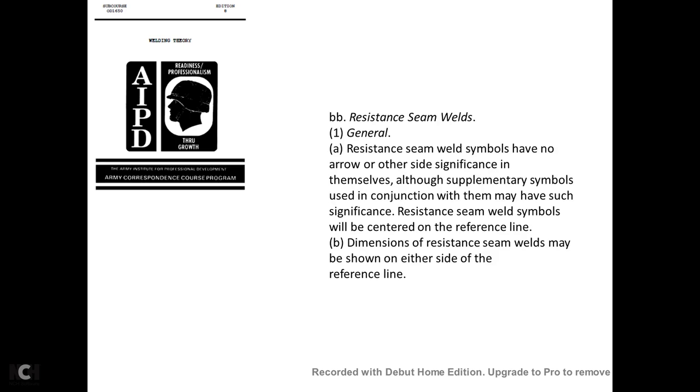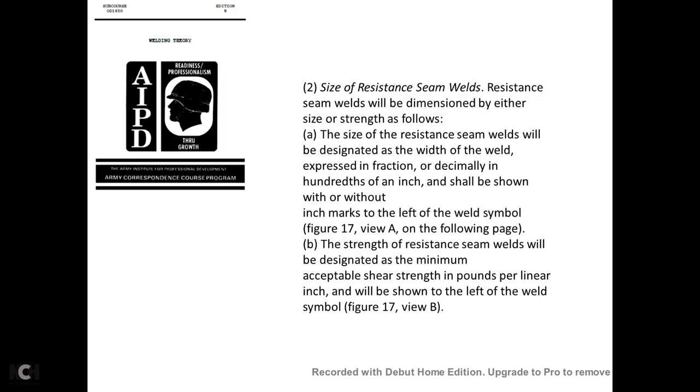BB. Resistance seam welds. A. In general, resistance seam welds have no arrow side or other side significance in themselves, although supplementary symbols used in conjunction may have such significance. Resistance seam welds will be centered on a reference line. Dimensions of the resistance seam welds may be shown on either side of the reference line.